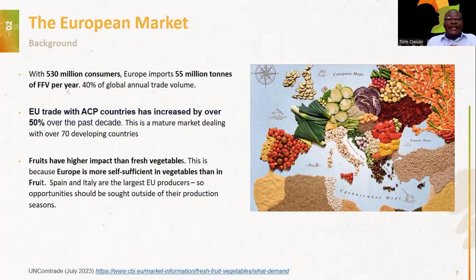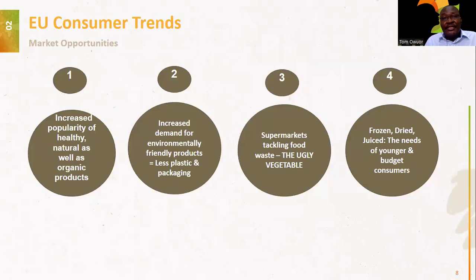This basically means that for fresh vegetables, Europe has a bit of self-sufficiency, especially countries like Italy and Spain, who are able to produce their own vegetables. So opportunities in Europe lie largely in the fruits that we can supply into this very lucrative market. Otherwise, vegetable opportunities are there, but there are also big producers of vegetables in the EU market.